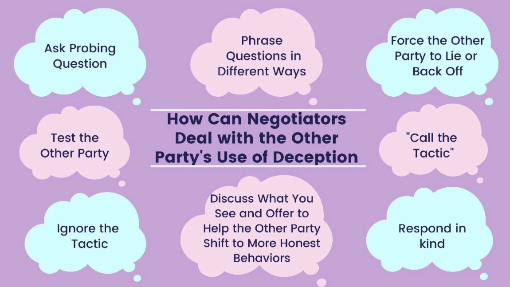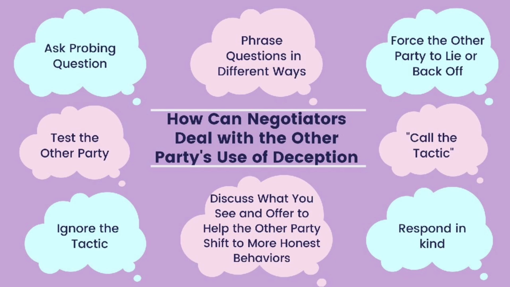After ignore the tactic is discuss what you see and offer to help the other party shift to more honest behavior. This is a variation of calling the tactic, but it tries to assure the other party that telling the truth is better in the long term, and more likely to get him what he wants than any form of bluffing or deception.